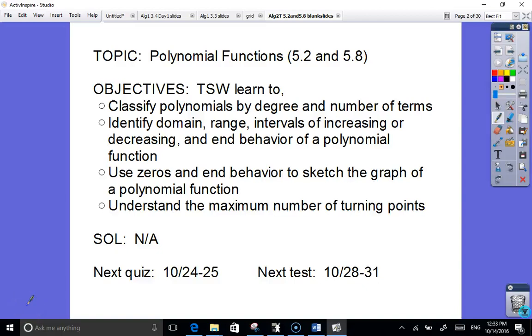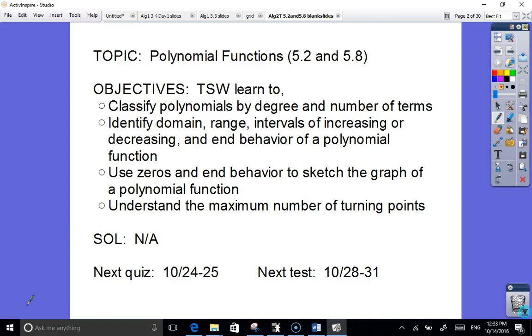So this chapter is about polynomials. Even though we took a day at the beginning to review properties of exponents, it's still mostly about polynomials. And when we say polynomial functions, it's not just that we're going to introduce what we mean by polynomials, but we're going to be talking about graphs.